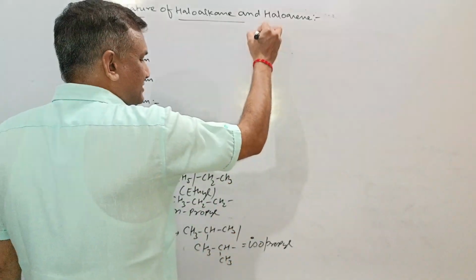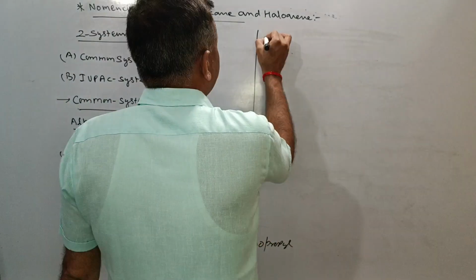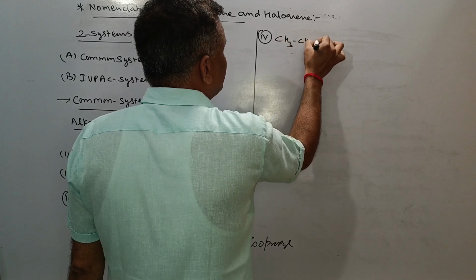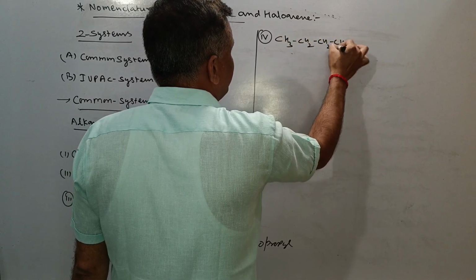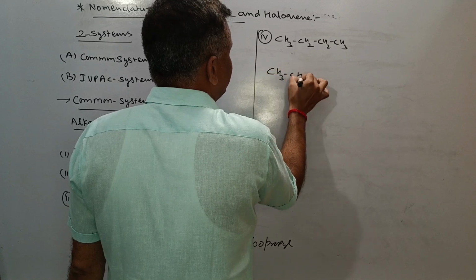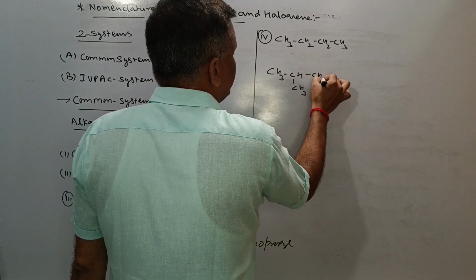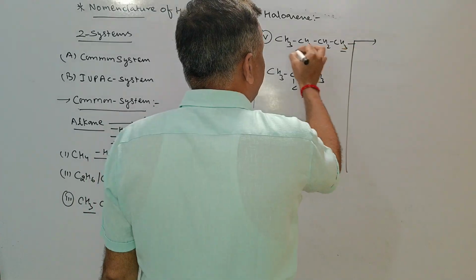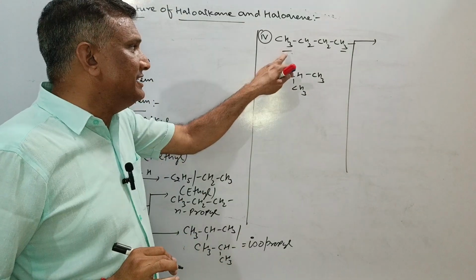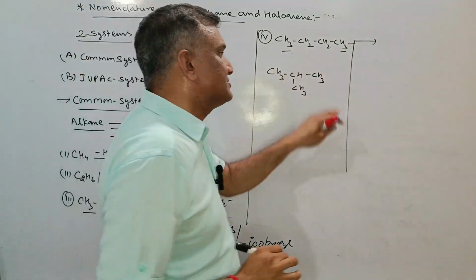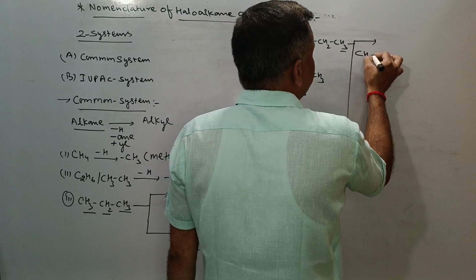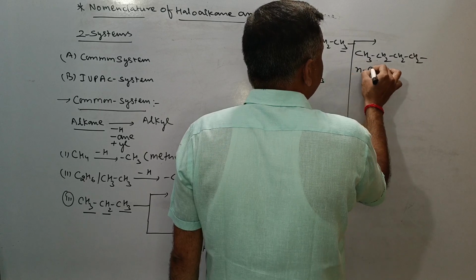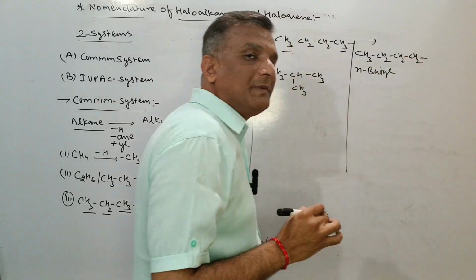Now I would like to go with 4 carbons. For 4 carbons there may be two structures as follows: number 1, and another as follows: number 2. What will the substituents be? If I remove the hydrogen from the number 1 position of the normal structure, then it will be CH3, CH2, CH2 and CH2. This is called N-butyl, normal butyl.